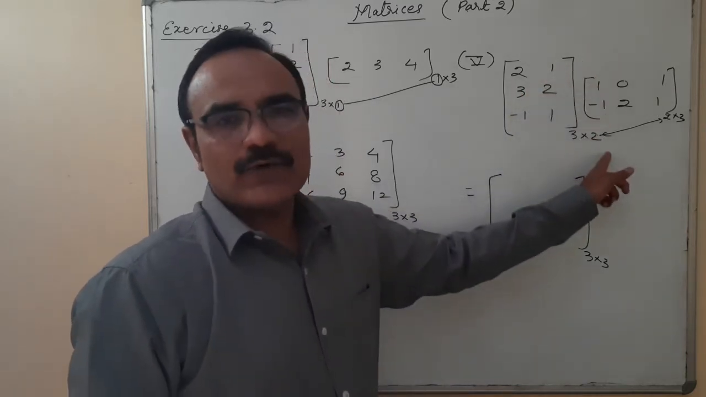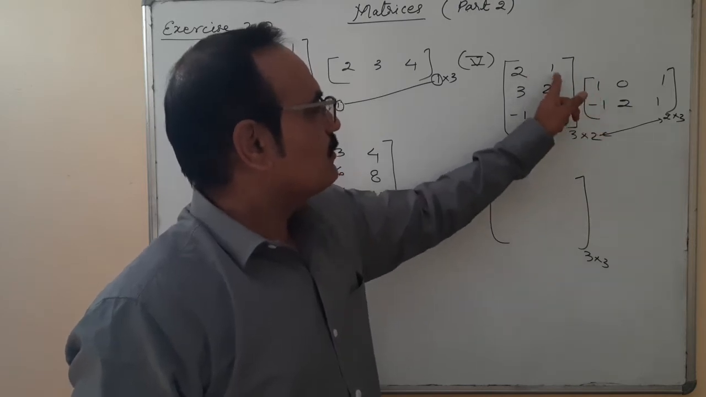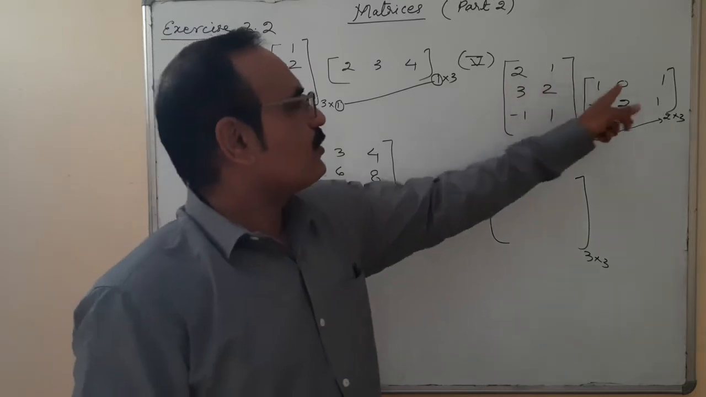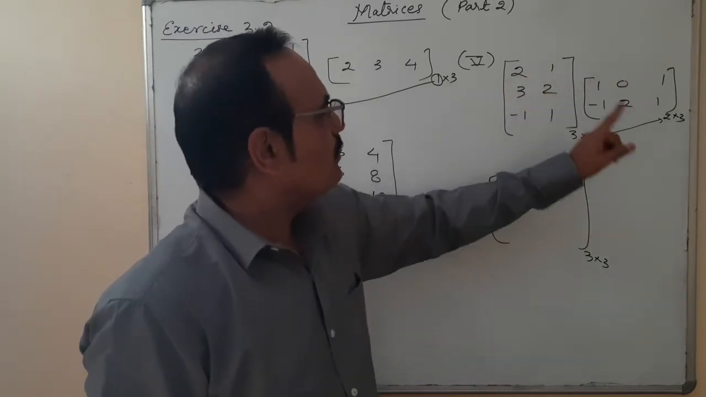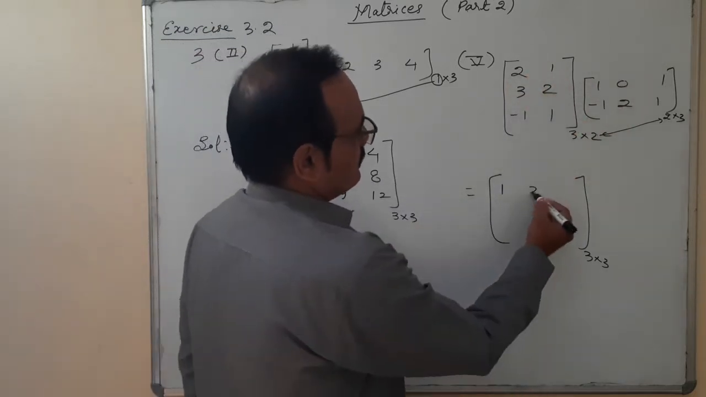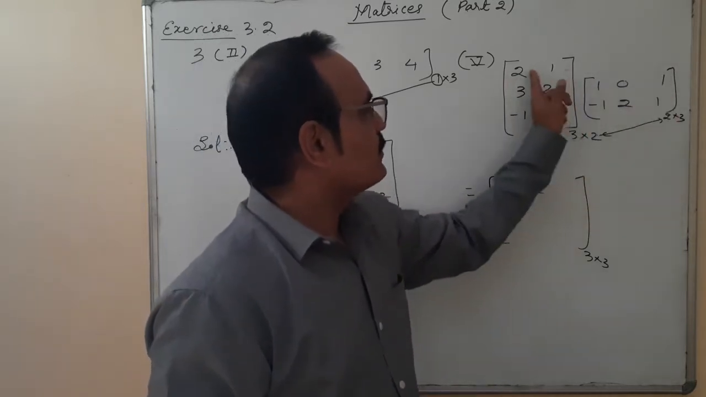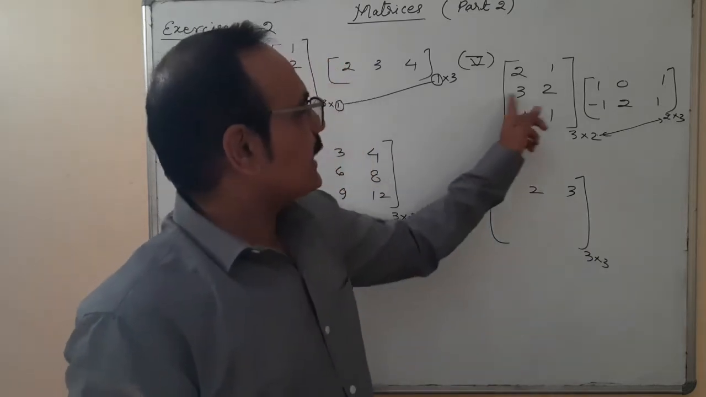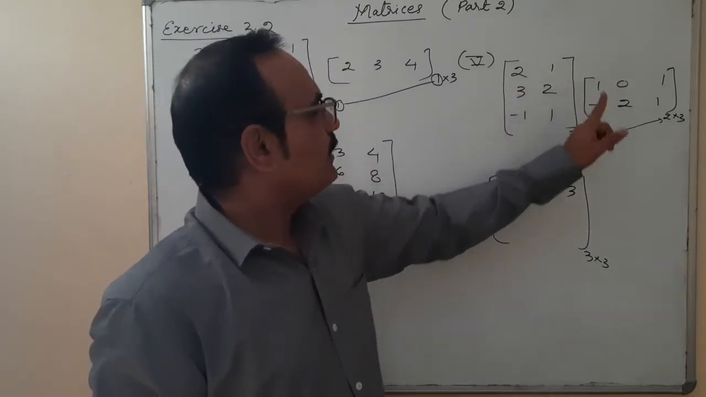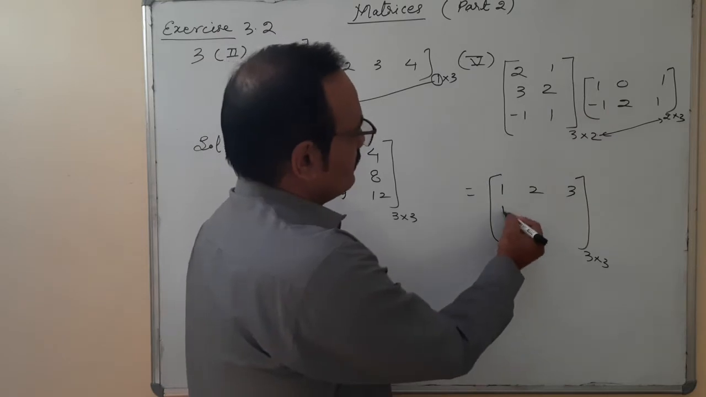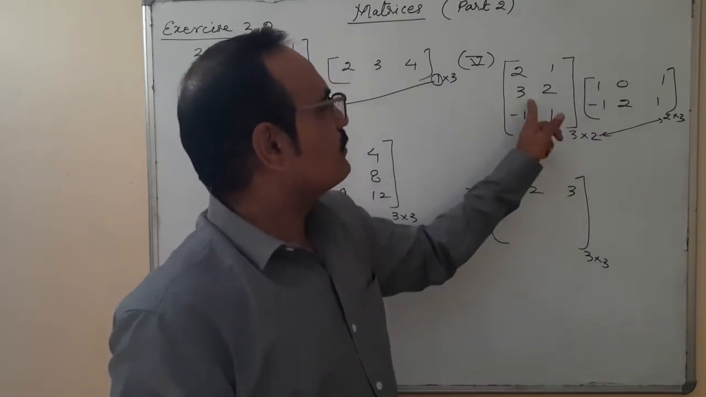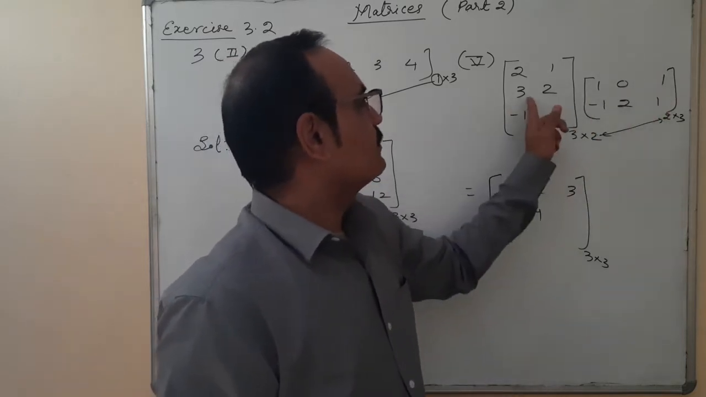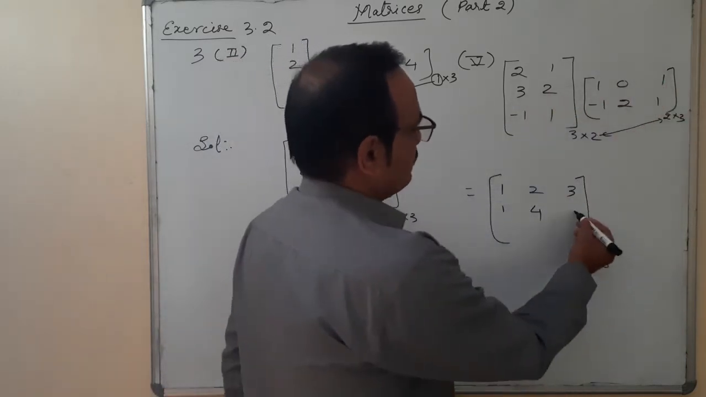First row multiplied by first column: 2 1 are 2, minus 1, that is 1. First row, second column: 0 plus 2. First row, third column: 2 1 are 2 plus 1, 3. After that, second row, first column: 3 minus 2, 1. Second row, second column: 0, 2 2s are 4. Second row, third column: 3 plus 2, 5.